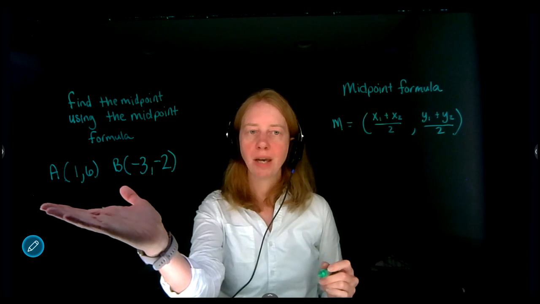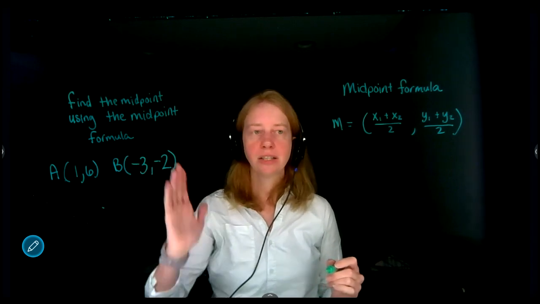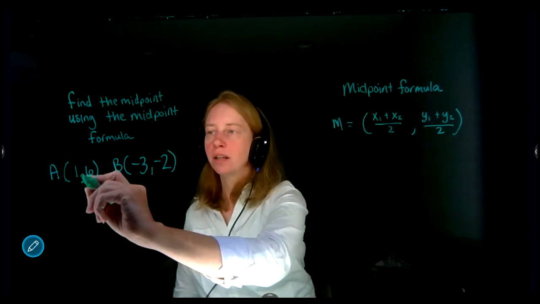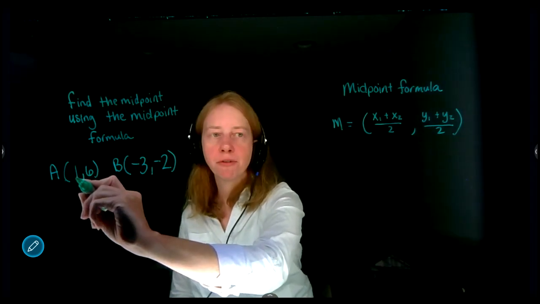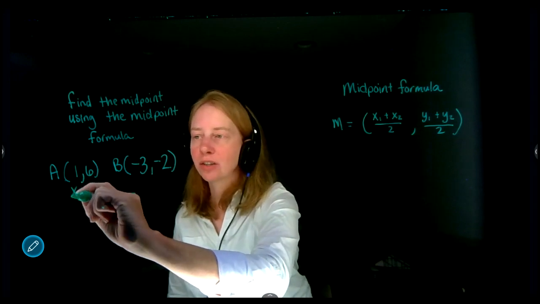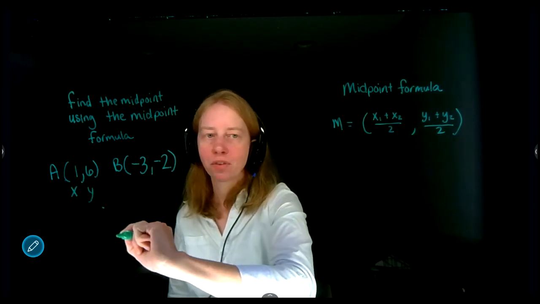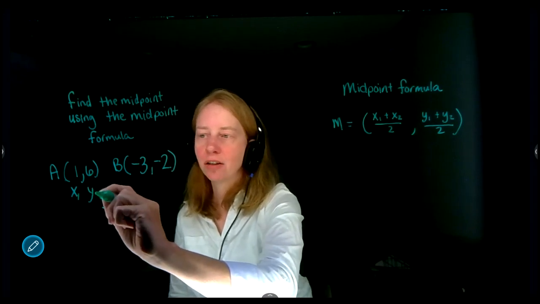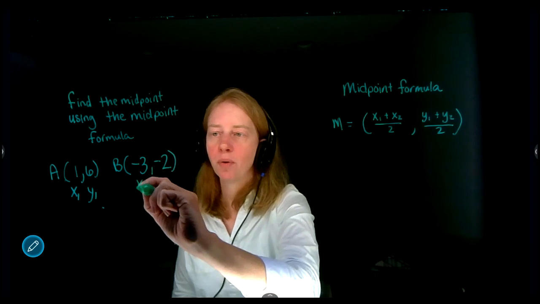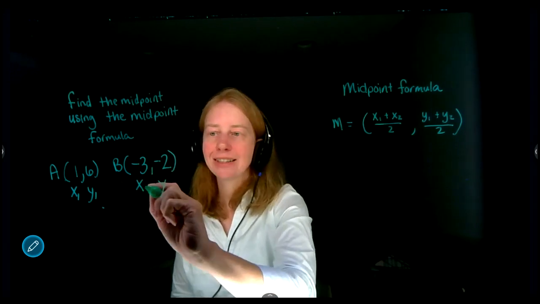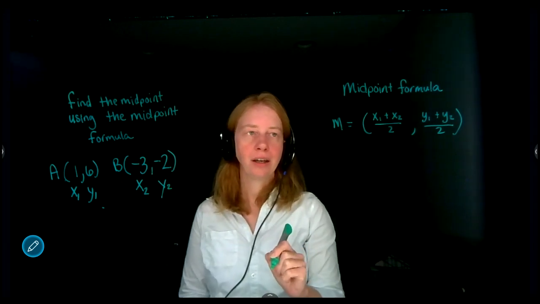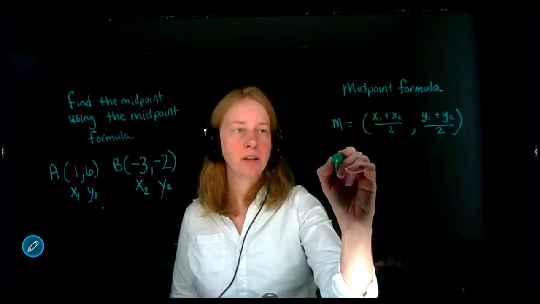So what I recommend that students do is think about what you're going to use for each of these. So you have your point. This is the first XY point. So we're going to say this is an XY point, and this is the first X and the first Y. This one is also an XY point, and this is our second XY point. Okay, and so we're going to put that into this formula.